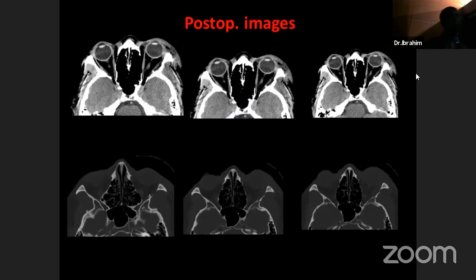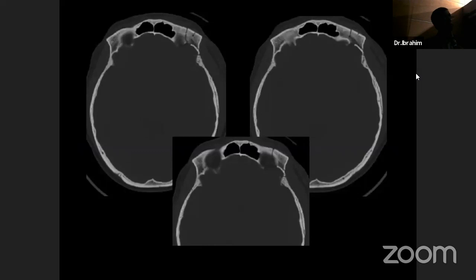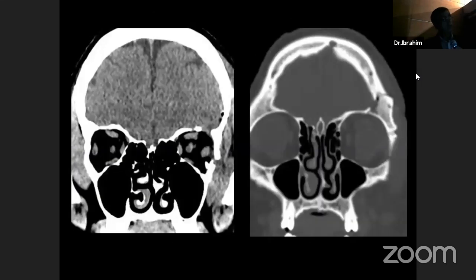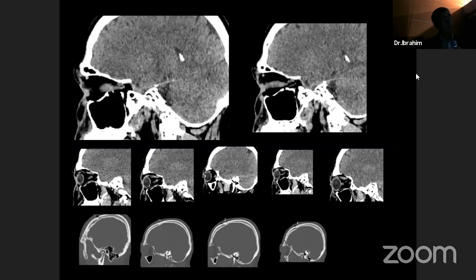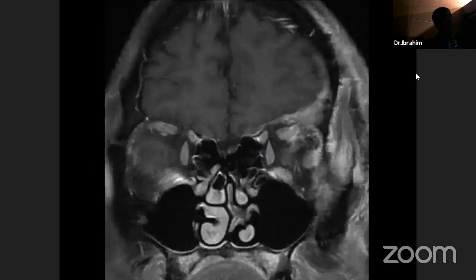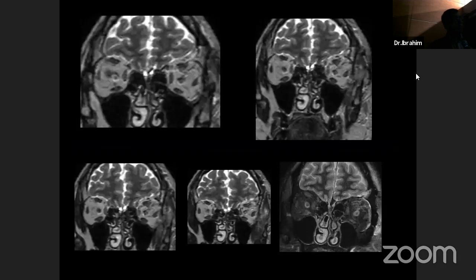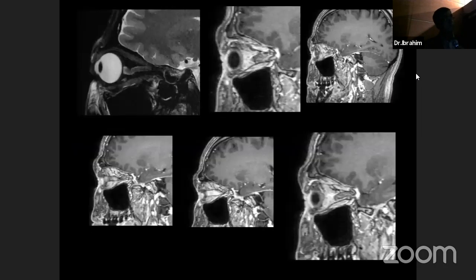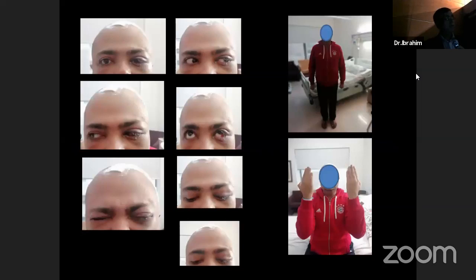Post-operative images, the very next day. We don't delay the images; the very next day we do the proper, suitable images. So there's no tumor, and the bone work is nice. That's the lateral orbitotomy here. And on the MRI, no tumor, and the doses as well. Preserve the neurovascular structures. And that's the patient. Of course, there is always periorbital edema and ecchymosis.